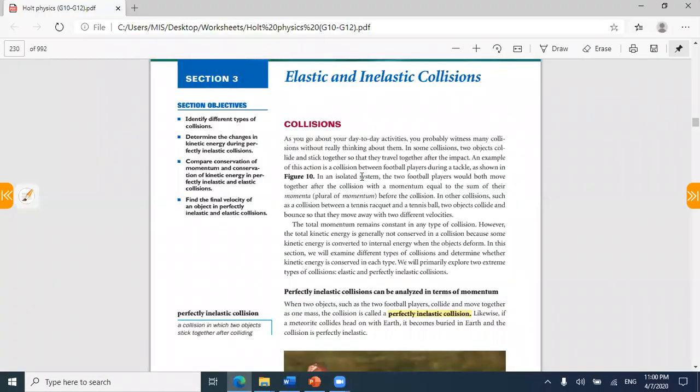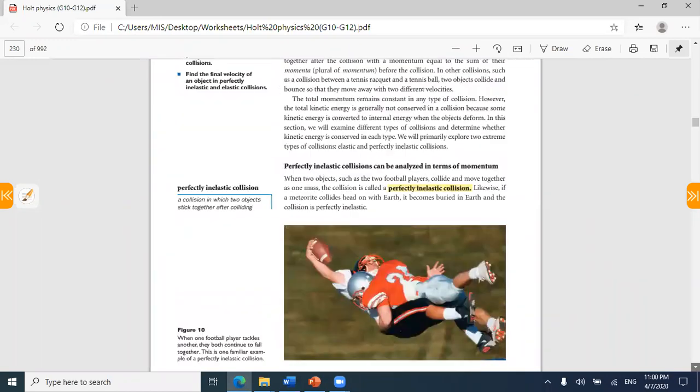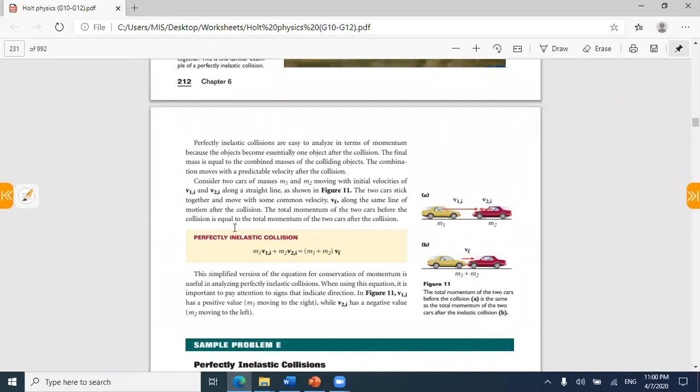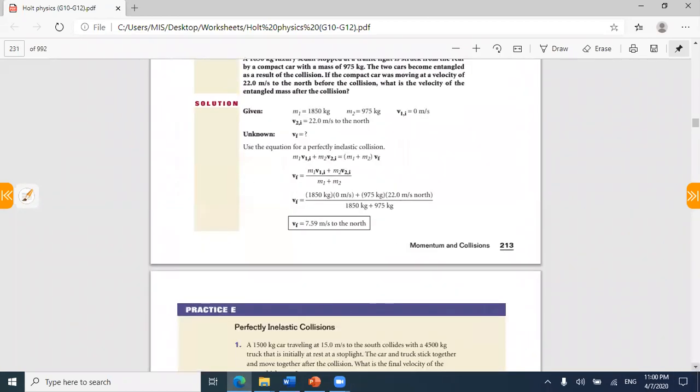So we are talking about collisions, and first we have to discuss perfectly inelastic collision, a collision in which two objects stick together after colliding. Here, the two objects are moving together after the collision with one single V final. This equation: M1 V1 initial plus M2 V2 initial equals M1 plus M2 times V final. So, sample problem.